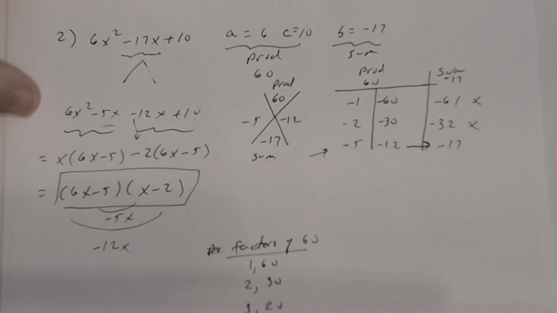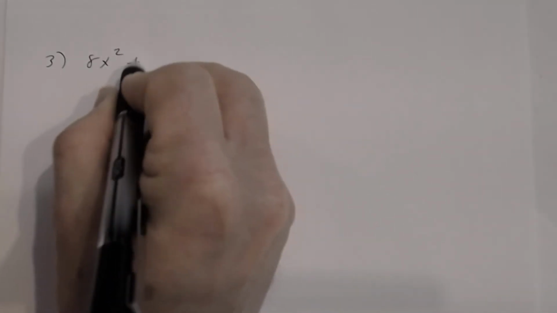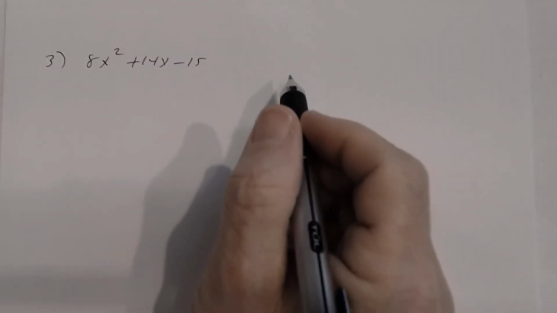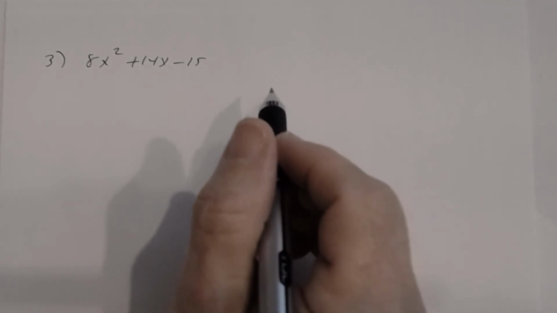Okay, let's look at number 3. Number 3, let's suppose we had this for number 3: 8x squared plus 14x minus 15. So 8x squared plus 14x minus 15.